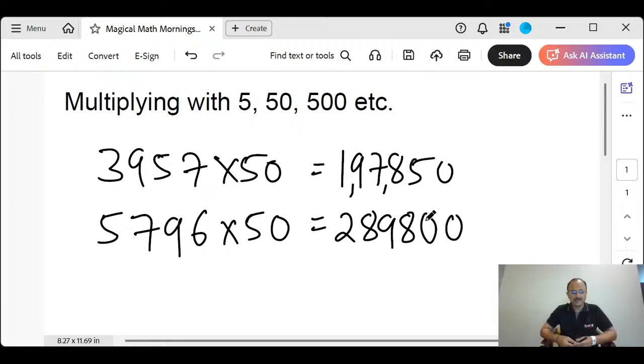Little bit of a practice, because this is one of the easiest tricks for multiplying any number with 5, 50, and 500. What you do, you multiply with the 10, 100, 1000 like that and divide by 2.